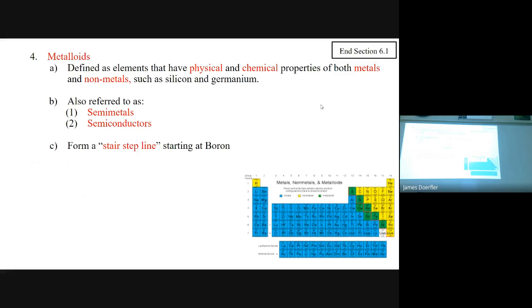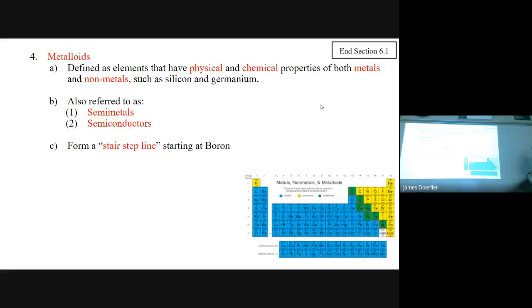Then you have the metalloids. These are the elements that have physical and chemical characteristics of both metals as well as nonmetals. Silicon, germanium, all considered metalloids. We also call them in terms of semimetals or semiconductors.